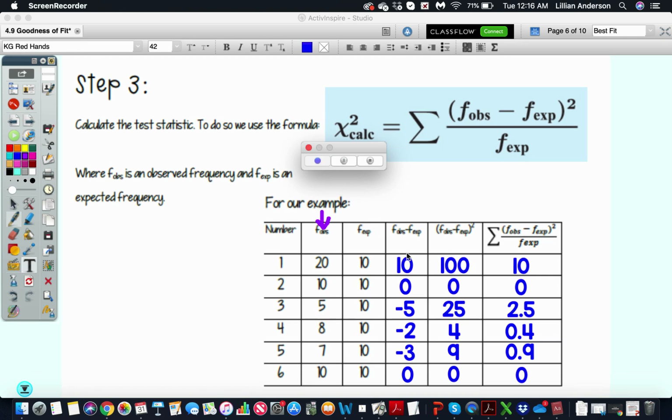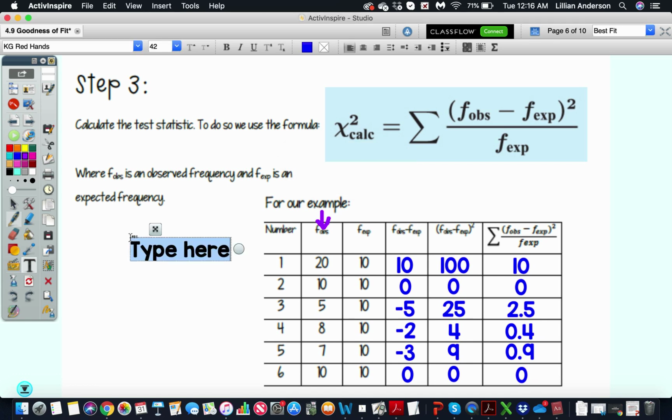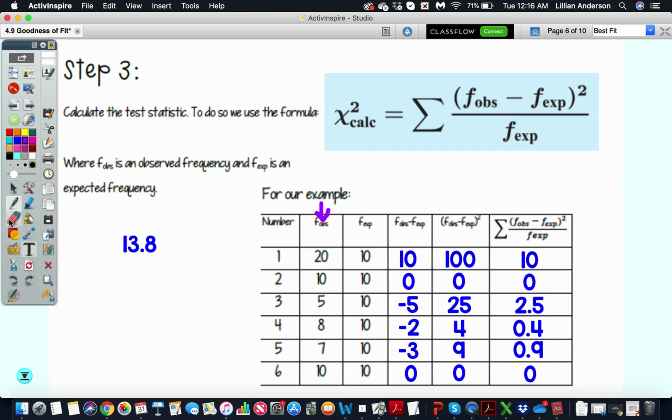So hopefully this is what you got for your table. Again, it was very simple. You just had to subtract this column from this one. You had to square the values in this column, and then you had to divide all the values in this column by the expected frequency column, and you would have gotten these. So then you were supposed to add them all up, and that's going to give you your chi-square test statistic for your goodness of fit test. So you should have got 13.8. And that's how you do step 3. Of course, this is by hand, and there is a way to do it in your calculator, which I'll show you in just a second after I've gone through the steps.